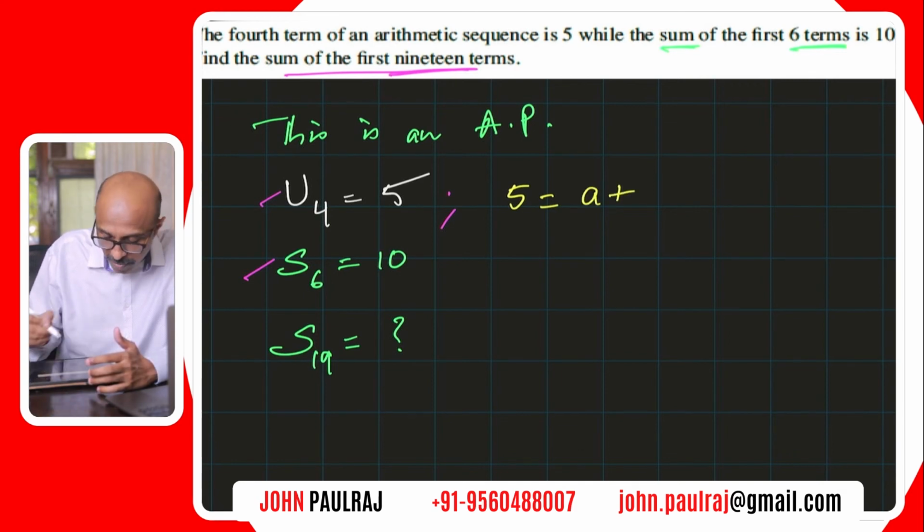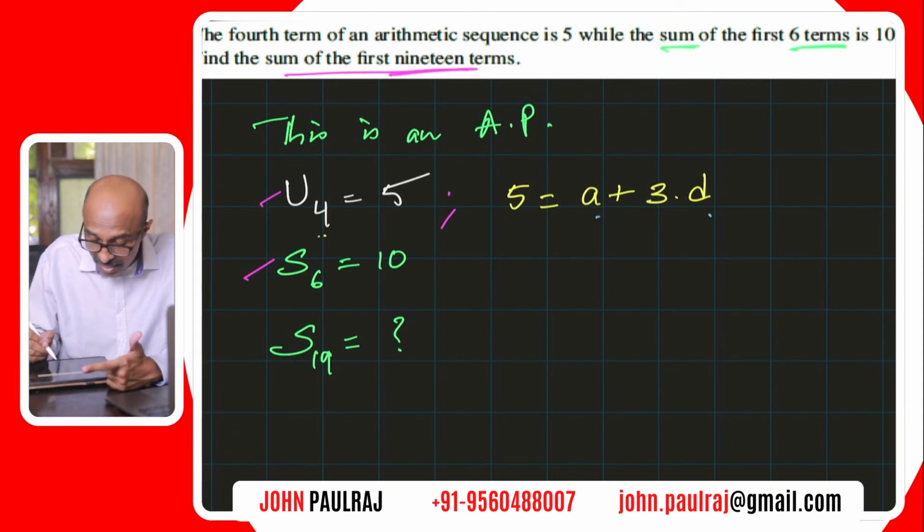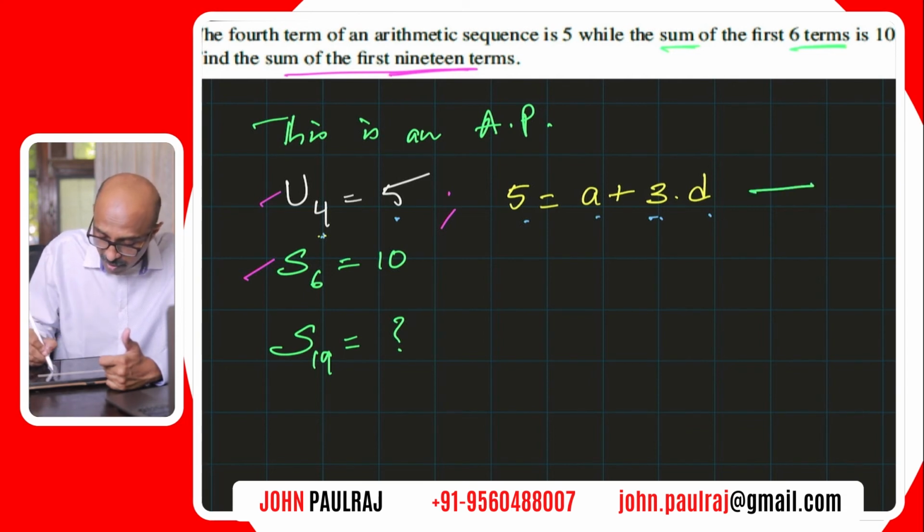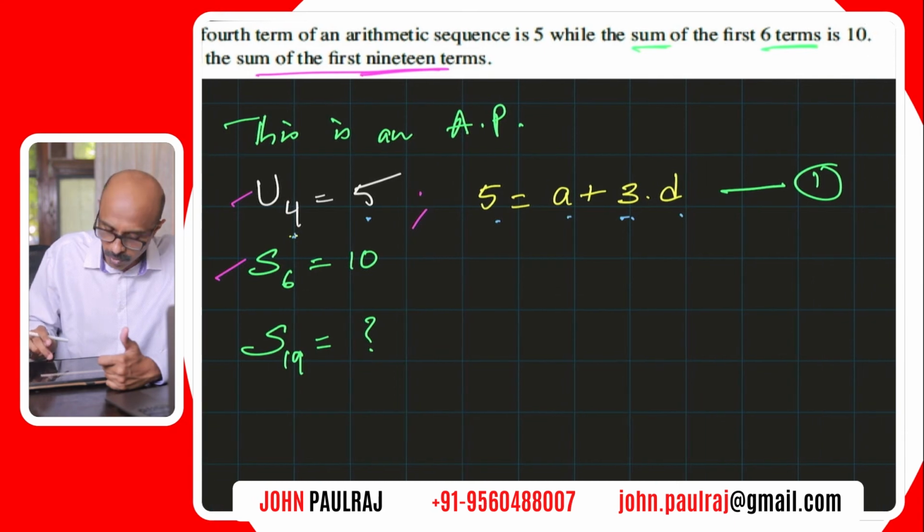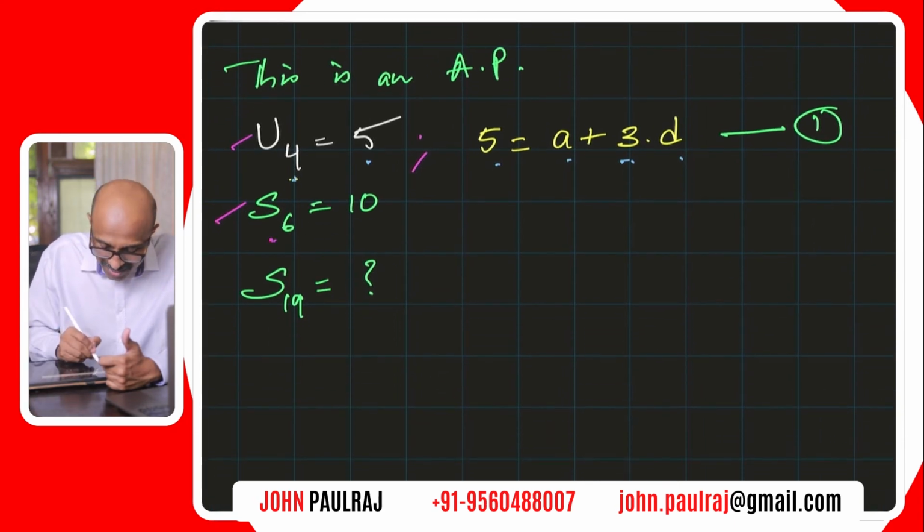N is equal to 4 here, so n minus 1 is 3 times the d. We don't know what A is, we don't know what D is, but we know that the value of the fourth term is 5. So 5 is equal to A plus n minus 1. 4 is n, so 4 minus 1 is going to be 3. So we get an equation in A and D. Let's mark it as equation number 1. All right, can you see this? Cool. Let's do the same thing for S6 is equal to 10.